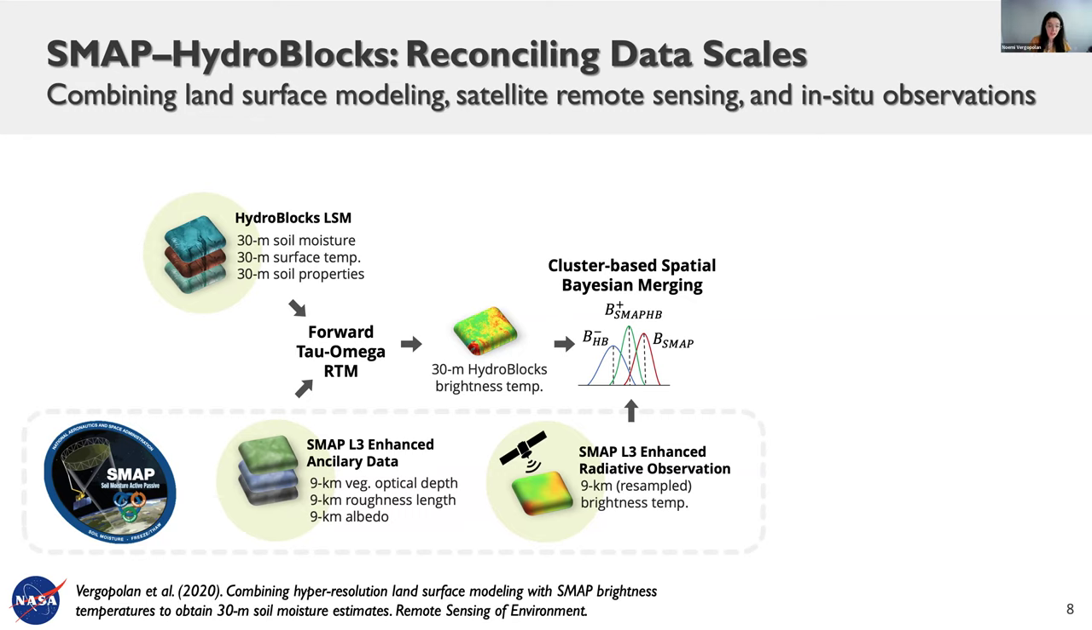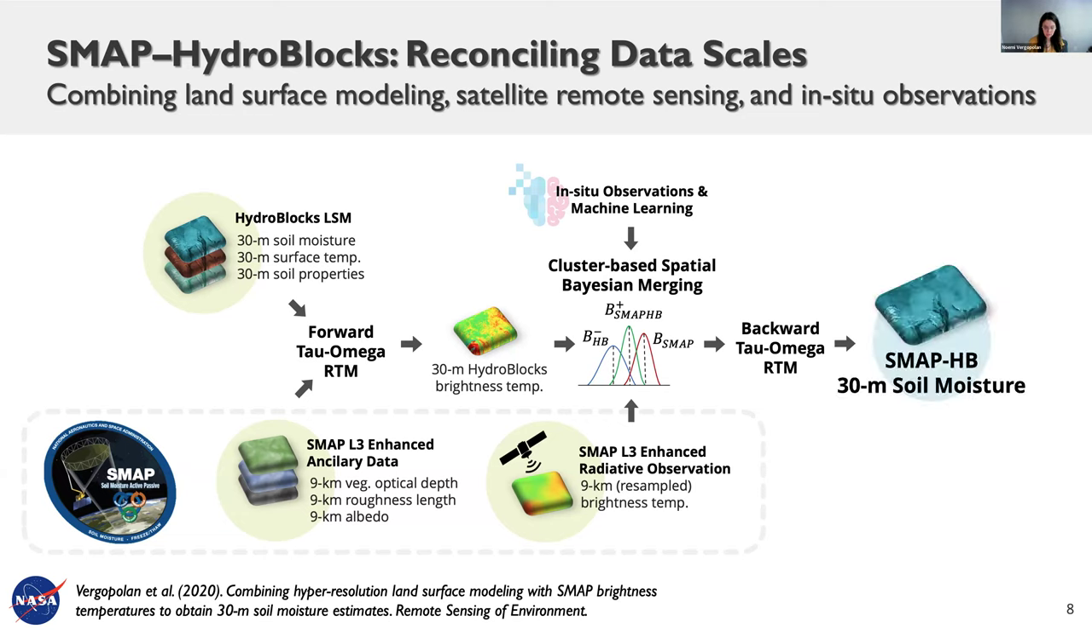But again, there are errors in models, there are errors in satellite observations due to confounding factors over the land, such as vegetation, soil types, and so on. So what we did was to use in situ observations to train a machine learning model to learn what these biases and errors are and effectively use this trained model to constrain the data assimilation approach. I'll get into the details in the next slide. But once we obtain this merged brightness temperature, we can feed it back into the radiative transfer model to then obtain soil moisture estimates at the 30 meter resolution, right?